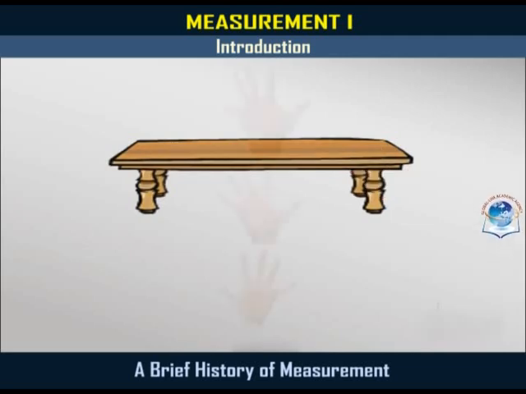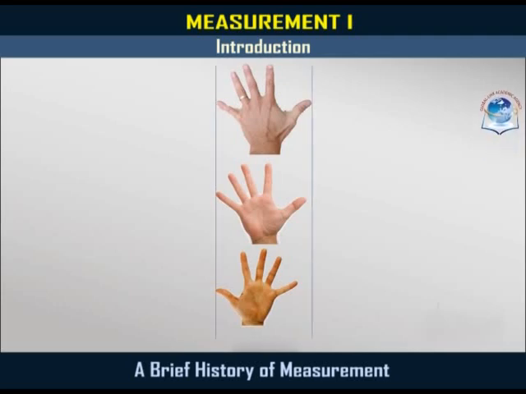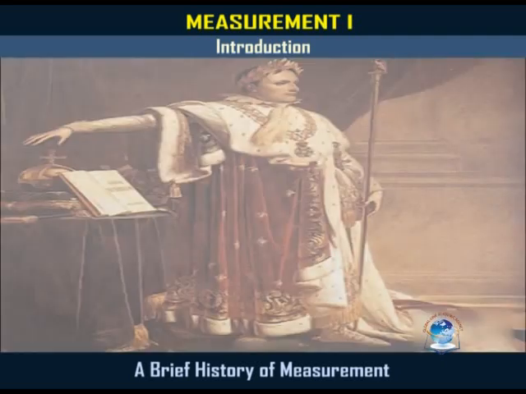The problem is that everyone's hand has a different width. So as long as we need a crude estimate of length, it was okay. But when more accurate measurements were required, for example in construction of buildings, that kind of crudeness could not be acceptable. So what do you think they did to get a standard measurement? Usually, it would be the king's hand that would be used as a standard.